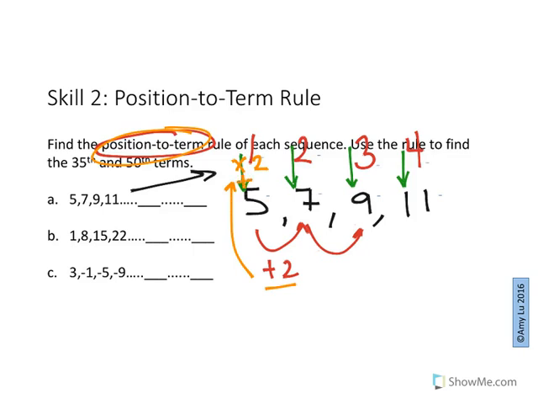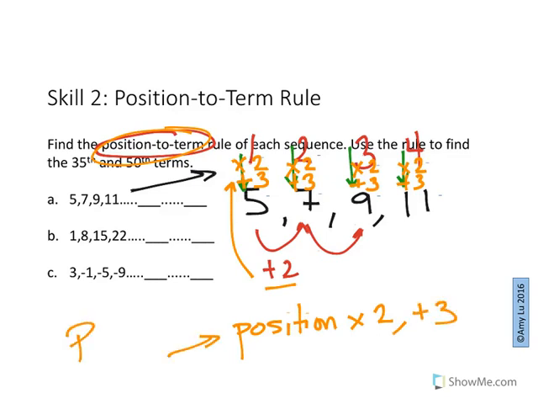So you have to do one more step in order to transform it to 5. In this case, it's add 3. So 1 times 2 makes 2 plus 3 makes 5. 2 times 2 makes 4 plus 3 makes 7. 3 times 2 plus 3 makes 9. 4 times 2 plus 3 makes 11. So therefore, my position to term rule for sequence A is to take my position, multiply it by 2, and add 3. This is called my position to term rule.